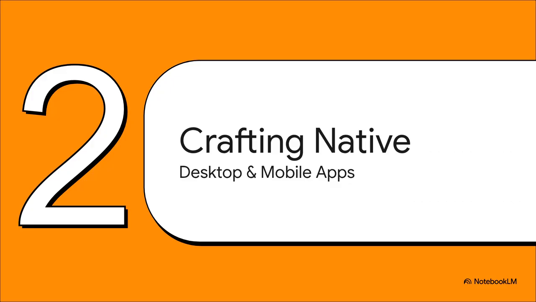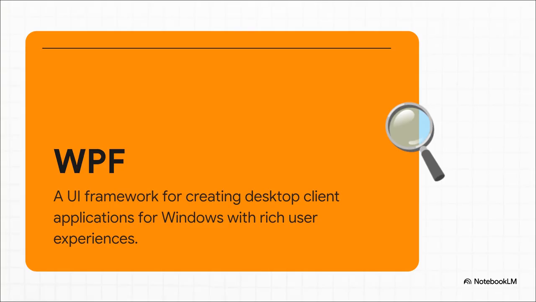So building for the web is one thing, but what about those apps that live right on your machine? Let's shift gears now from the browser to the native experience. Apps built for your desktop and your phone. For building really powerful, graphically intense desktop apps on Windows, the tool you're going to reach for in the .NET toolkit is WPF, or Windows Presentation Foundation. This is for when you need that top-tier performance and absolute control over every pixel of your Windows application.